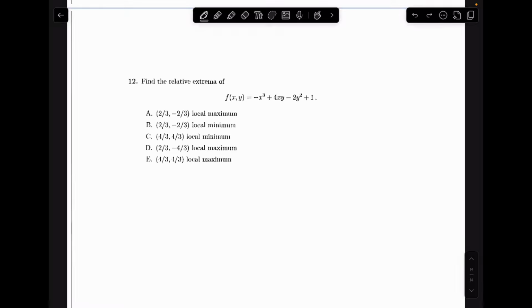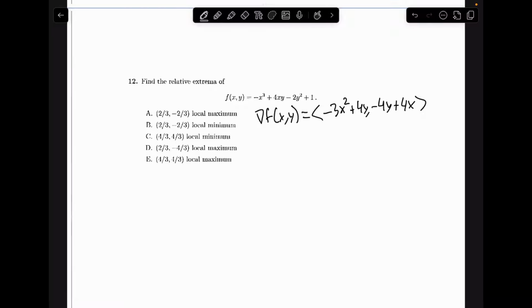Question 12, find the relative extrema of f of xy equals negative x cubed plus 4xy minus 2y squared plus 1. All right. So let's go ahead. We need to find our gradient of f. So that is going to be equal to negative 3x squared plus 4y and negative 4y plus 4x.